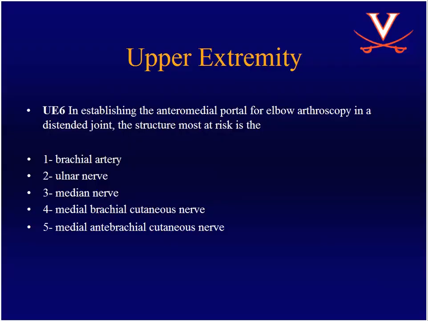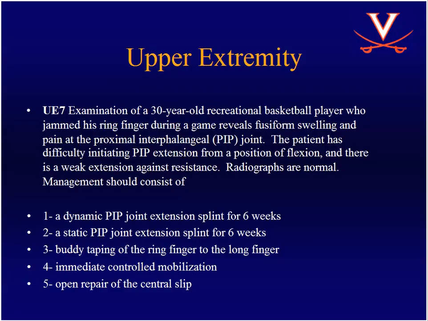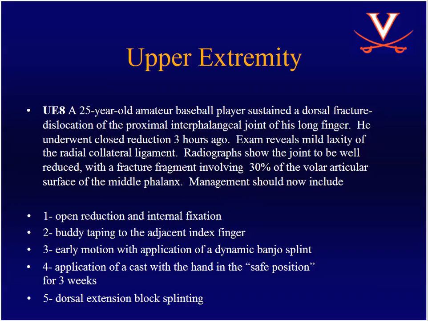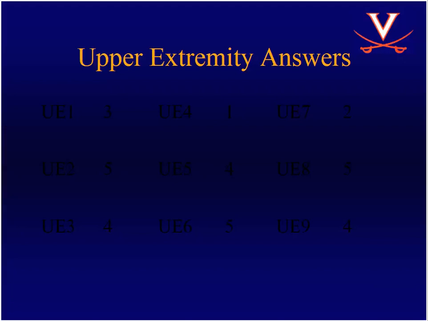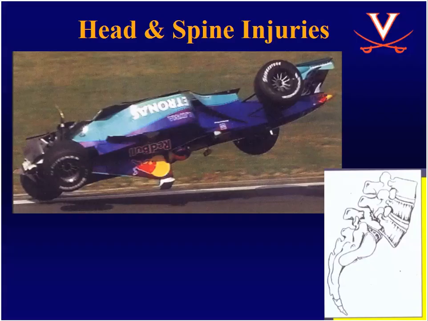7, basketball player jammed his finger, PIP problem, what do you do? Static PIP joint for 6 weeks, not buddy tape, but a PIP joint extension splint. 9, jammed finger, DIP: splint the DIP in slight hyperextension for 6 weeks, and see if they're compliant by looking at their creases or lack thereof. All right, moving right along into head and spine injuries, which is also sports related.